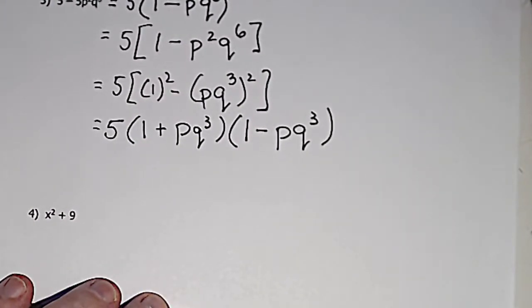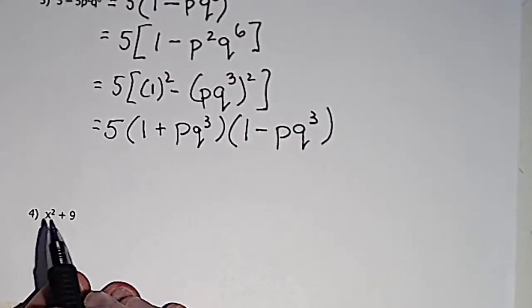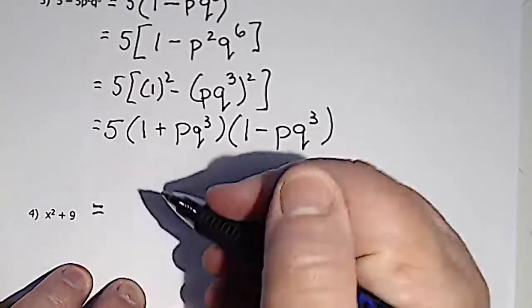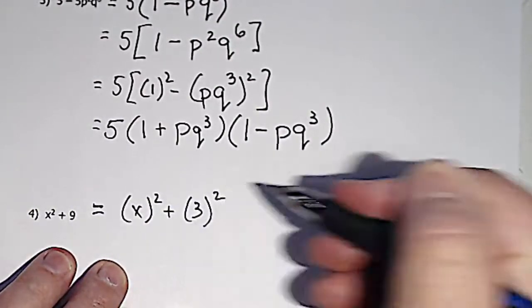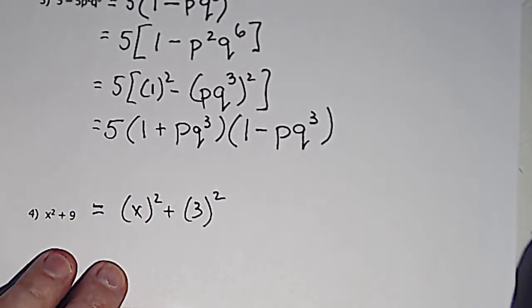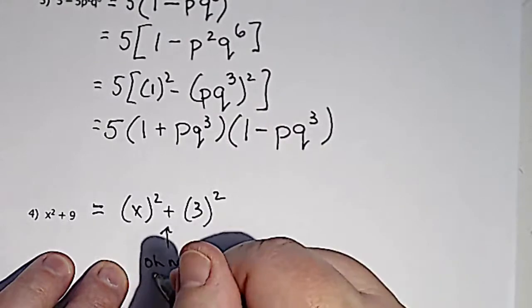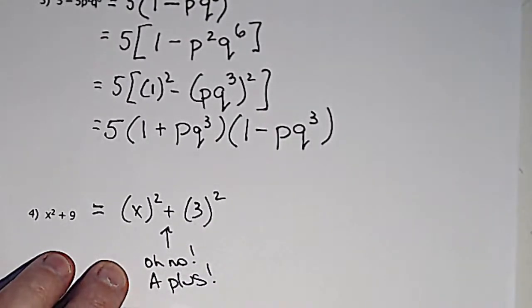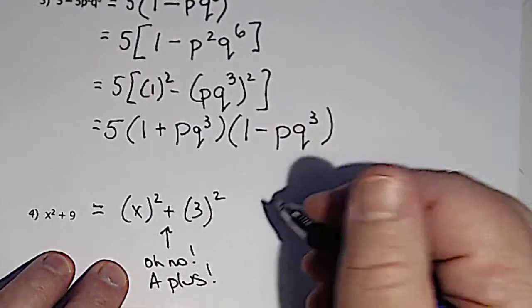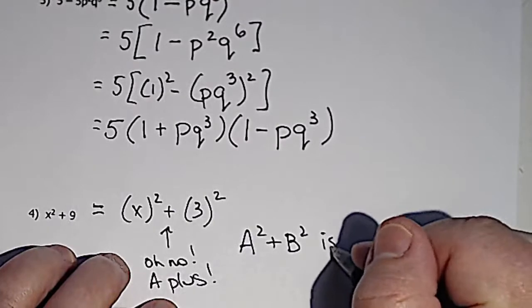Now, this is a tricksy one. There's an x squared. There's a 9. This is x the quantity squared plus 3 the quantity squared. So it should factor, except, oh no, a plus. This is specifically a difference of squares. A squared plus b squared is prime.